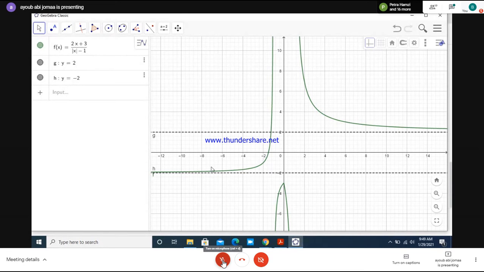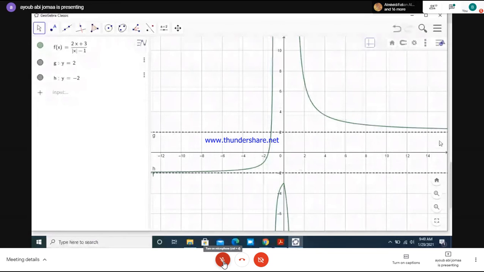We said that limit as x approaches infinity is 2, limit as x approaches negative infinity is negative 2. So as you can see here, we have two horizontal asymptotes. One at positive infinity, another one at negative infinity. This is the point I was telling you about last time: sometimes we may have a horizontal asymptote from one side, and not from the other side, or on the right side you have a horizontal asymptote, on the left side you have another horizontal asymptote.